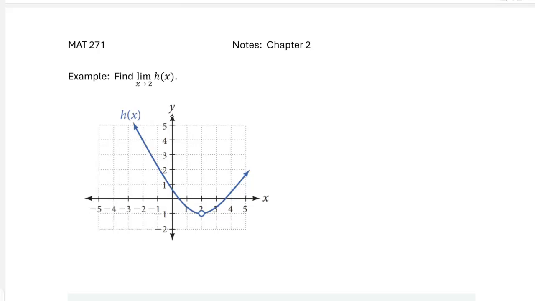We want to find the limit as x approaches 2. So I'm zooming in on this 2. I'm coming in from the left and from the right. And you can see all those y values are getting close to -1.